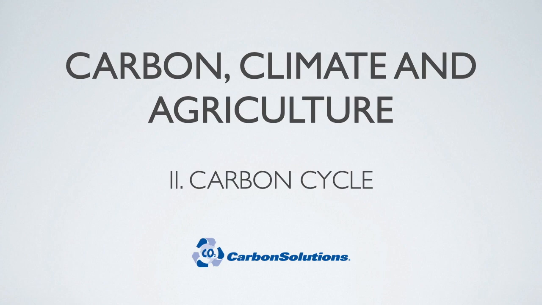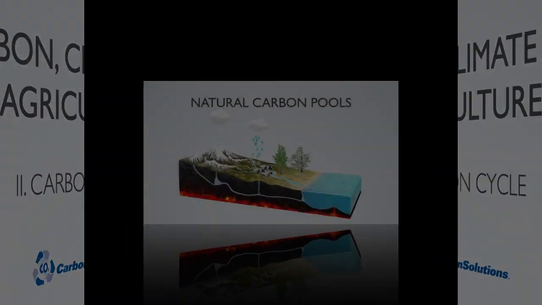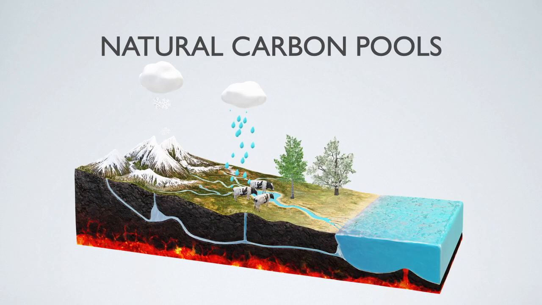The second video of the Carbon, Climate and Agriculture playlist explains the different interactions between all the carbon pools on Earth, also called the carbon cycle. The carbon cycle describes all the carbon exchanges on the planet.